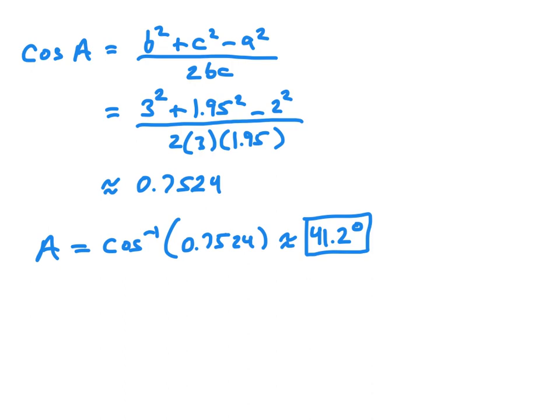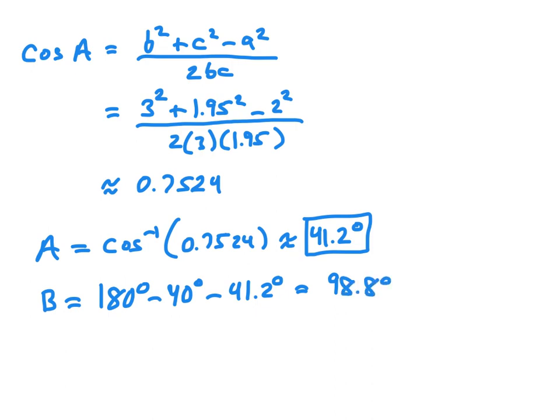Once we have angle A, we can find the remaining angle, which is angle B, by subtracting the two known angles from 180 degrees. So in this case, 180 minus 40 minus 41.2, and this gives 98.8 degrees. And this is our last angle and our last piece of information for this particular triangle.